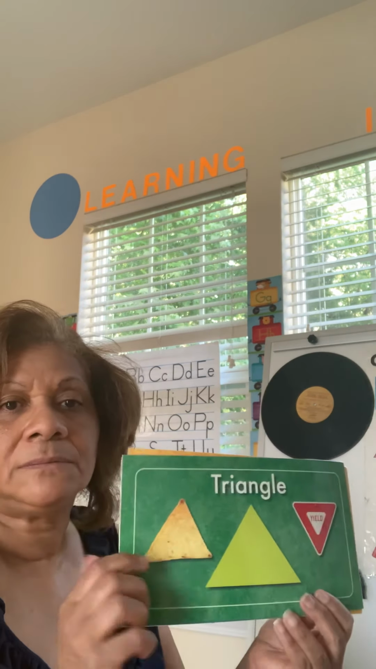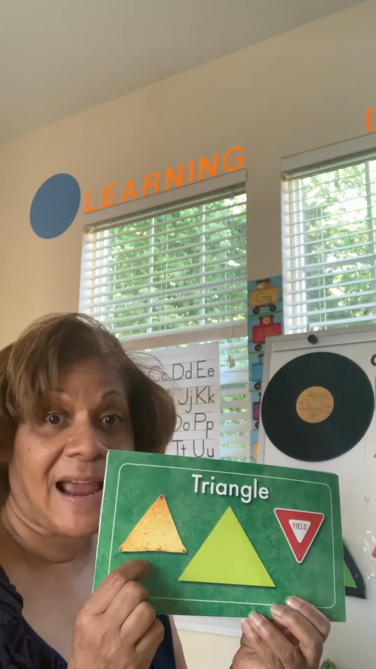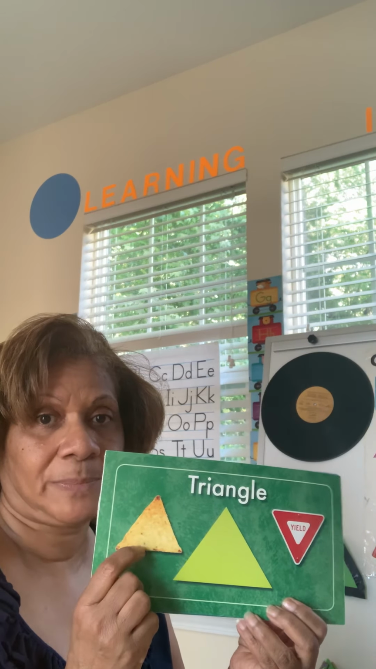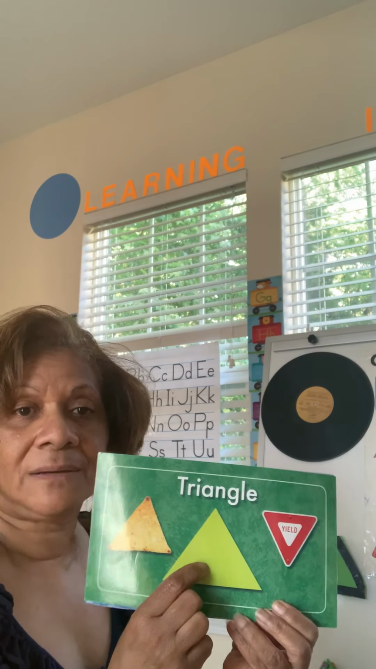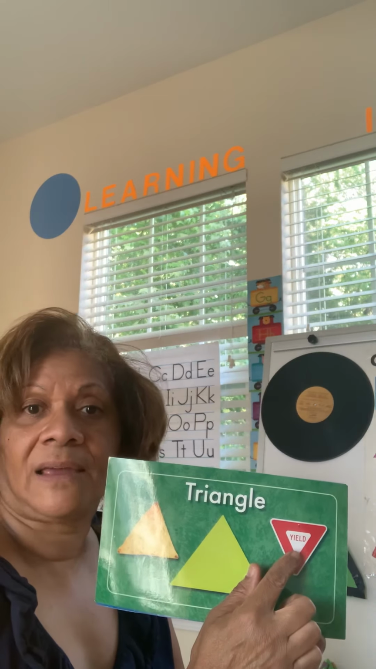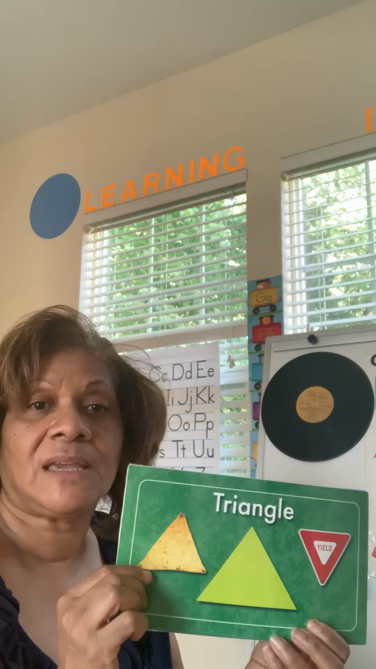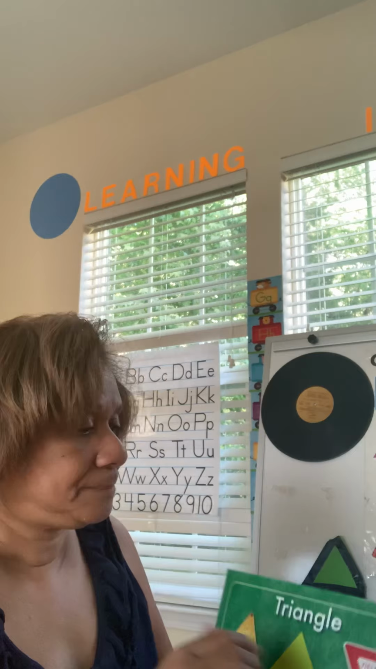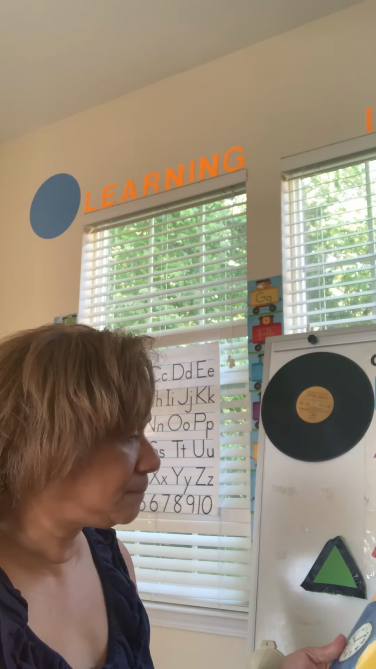A triangle could be a delicious snack that we have, a Dorito chip. This is a triangle. Or a yield sign, the signs that we see on the road, a road sign. The circle goes around, our clock face, and pizza, yum.